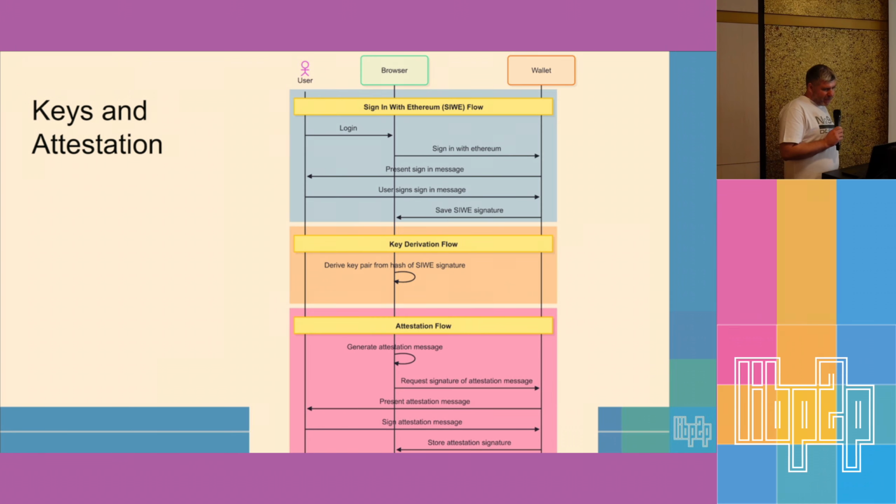So the flow looks something like this. You log in in the browser, do the signing with Ethereum, bits and pieces. You derive a key pair from the hash of the signature. And then you need to sign the attestation message. That goes back and forth, and we store that in the browser.